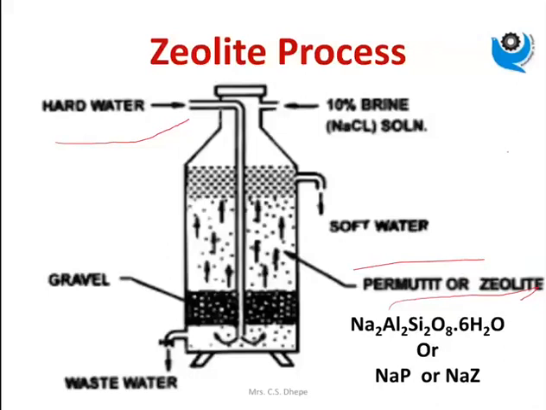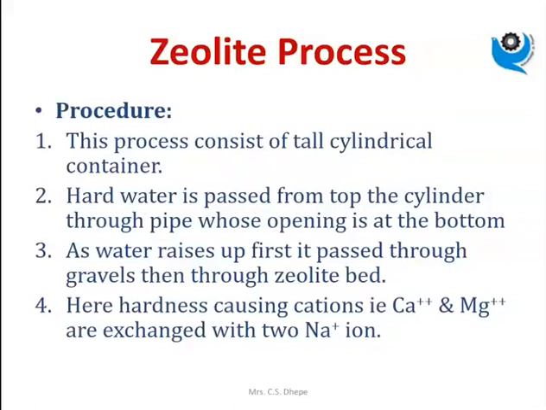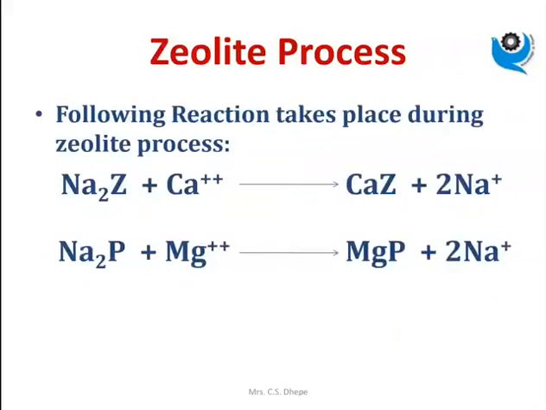Now we will see the reaction which takes place during this zeolite process. Na2Z plus Ca++. Na2Z is your zeolite bed. If hard water containing calcium hardness passes through that zeolite bed, sodium ions are replaced by the calcium and it forms calcium zeolite, plus 2 sodium ions are passed into the water.